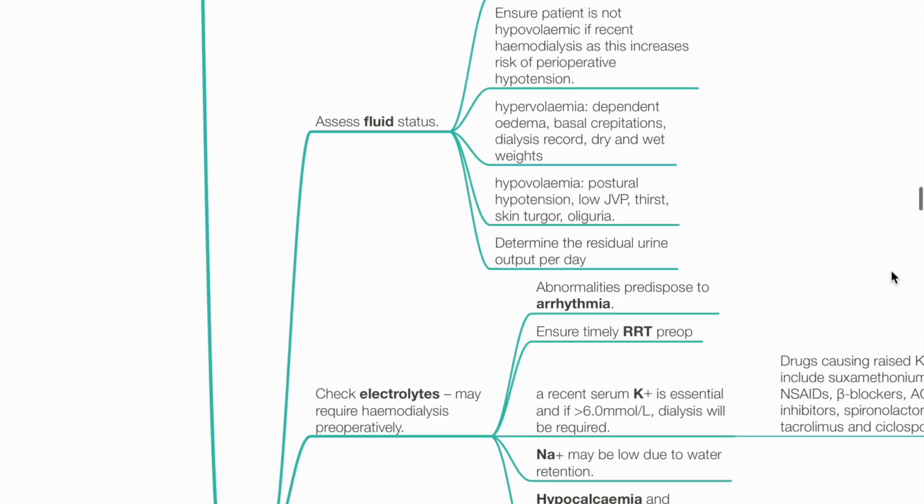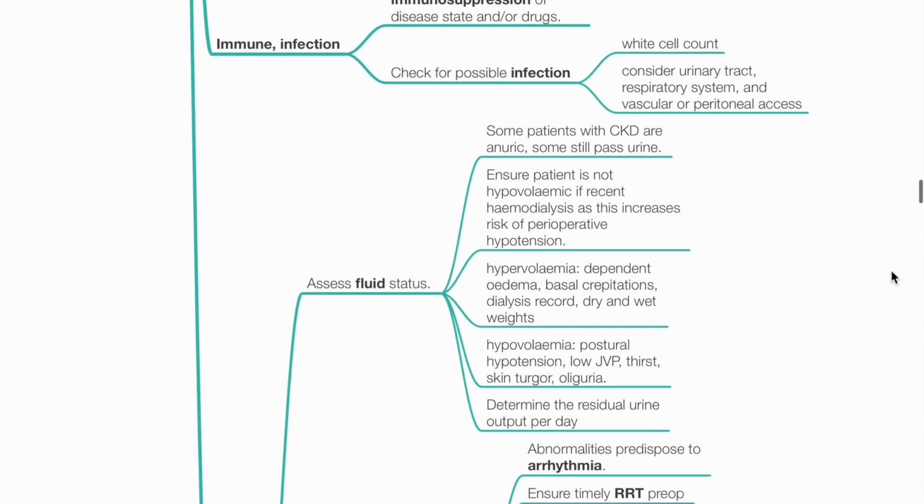Renal. Assess fluid status. Some patients with CKD are anuric, some still pass urine. Ensure patient is not hypovolemic if recent hemodialysis, as this increases the risk of perioperative hypotension. Signs of hypervolemia include dependent edema and basal crepitations. Assess dialysis record, dry and wet weights. Signs of hypovolemia include postural hypotension, low JVP, thirst, poor skin turgor, and oliguria.